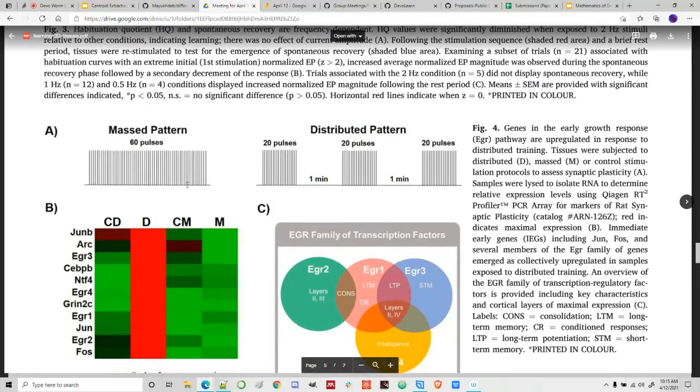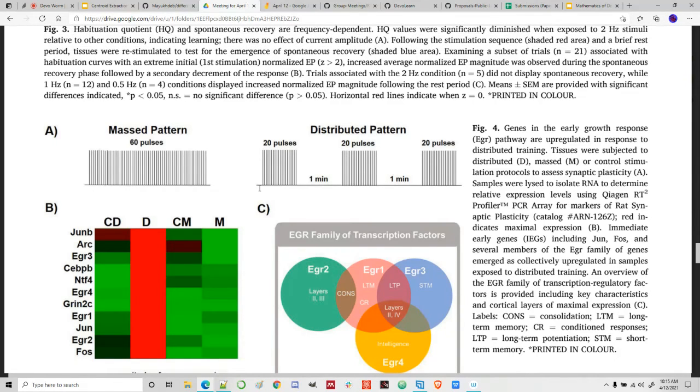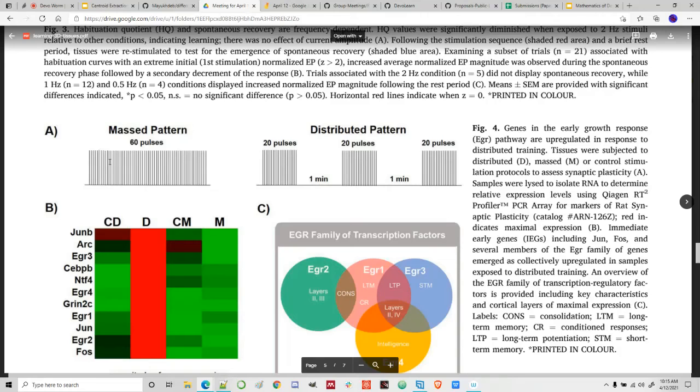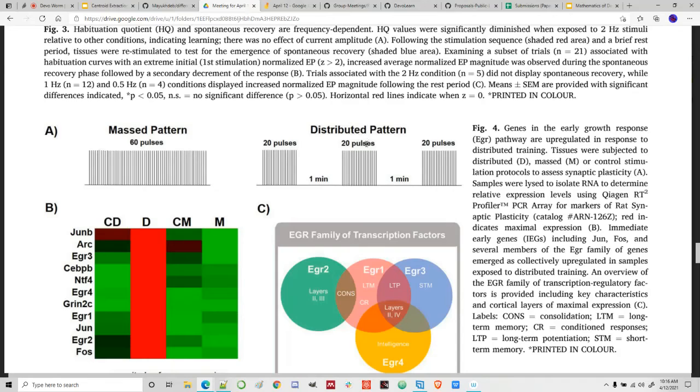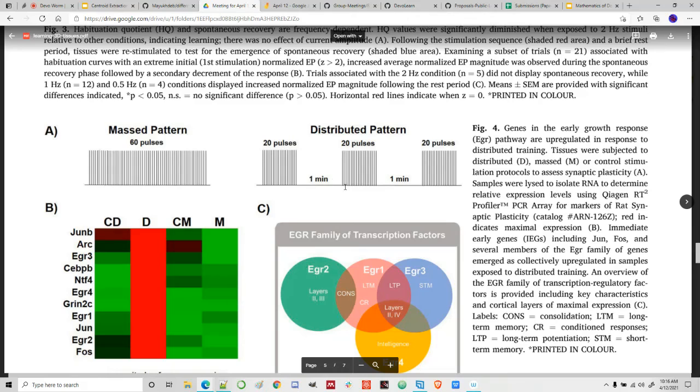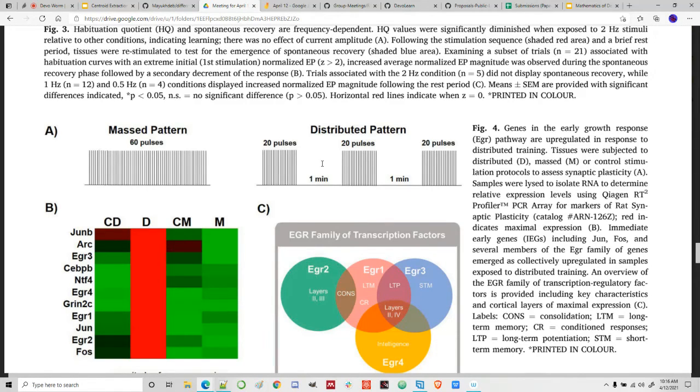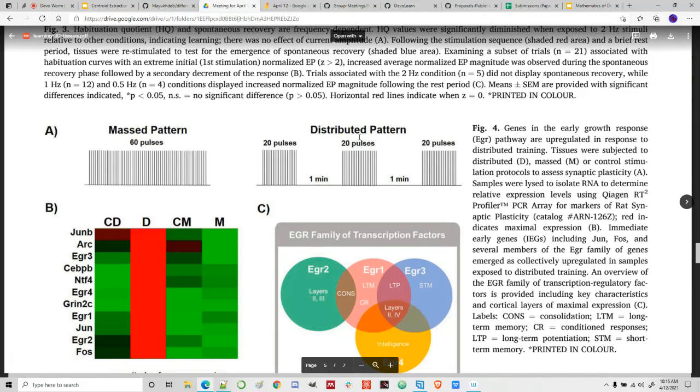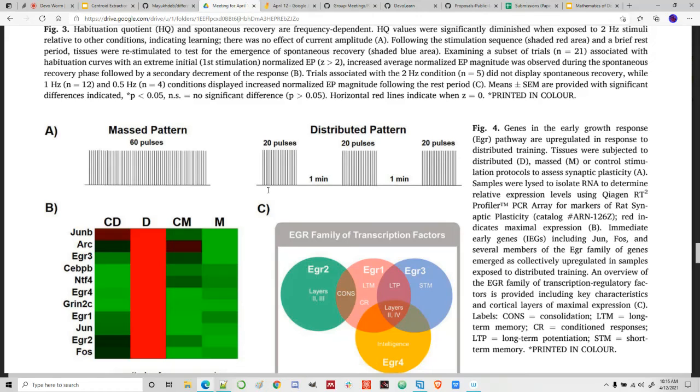They show the masked and distributed patterns of stimulus input. So in the masked pattern, you just deliver 60 pulses all in a rapid sequence. In the distributed pattern, you deliver 20 pulses and then wait a minute, then 20 pulses, you wait a minute, and then 20 more pulses. So you have this refractory period where the network can forget about these pulses to some extent and recover from it, and then they can maybe build a memory of what these pulses were like, and then experience the next set of pulses with that memory of these pulses.